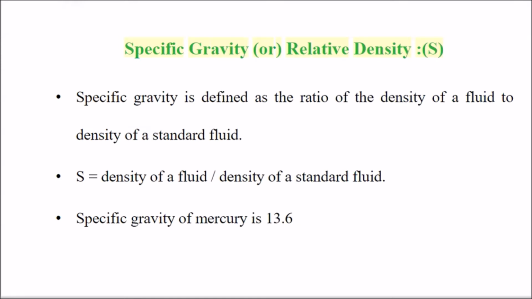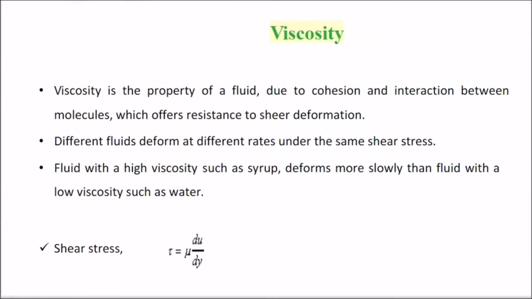Specific gravity, or relative density, S. Specific gravity is defined as the ratio of the density of a fluid to the density of a standard fluid. S equals density of a fluid over density of a standard fluid. Specific gravity of mercury is 13.6. Viscosity.